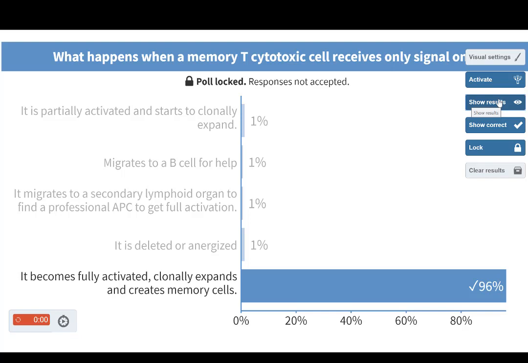When we talk about migrates to a secondary lymphoid organ to find a professional APC to get full activation, I just made that up. That's the longer, more complicated answer that you guys always fall for on an exam. I keep telling you not to. Find the correct answer and pick it. Okay? It's deleted or energized. It's easy to pass my exam. You find the correct answer and pick it. It gets deleted or energized if it only receives signal 1. Okay?